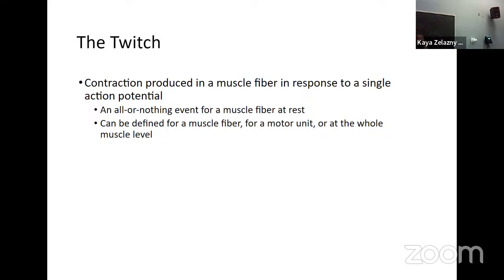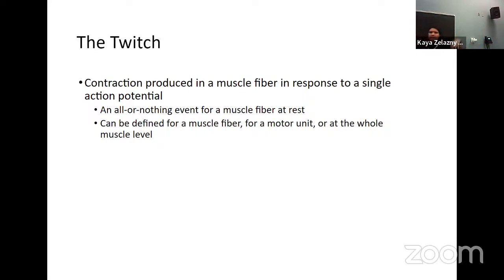Your muscle is twitching. Okay. So this is going to be an all or nothing event for the muscle fiber at rest, which is to say it's either going to happen or it's not going to happen. Okay. We can mention it for a muscle fiber as a whole.